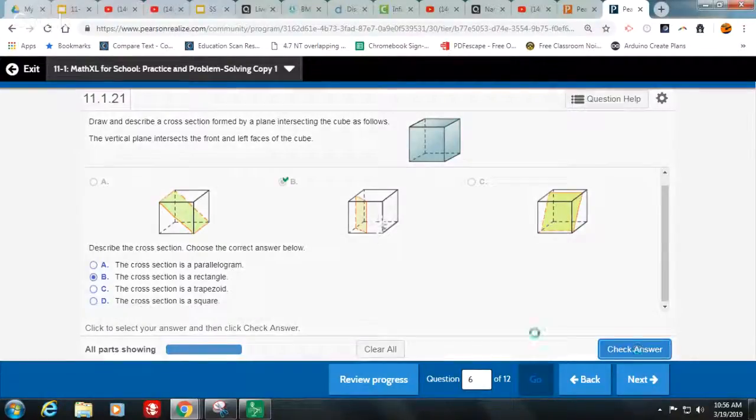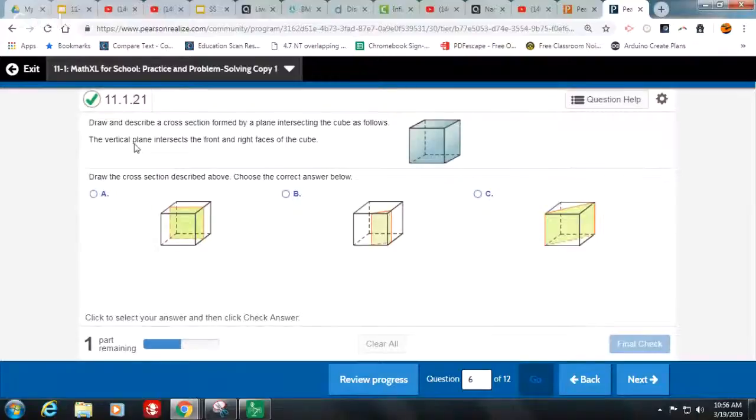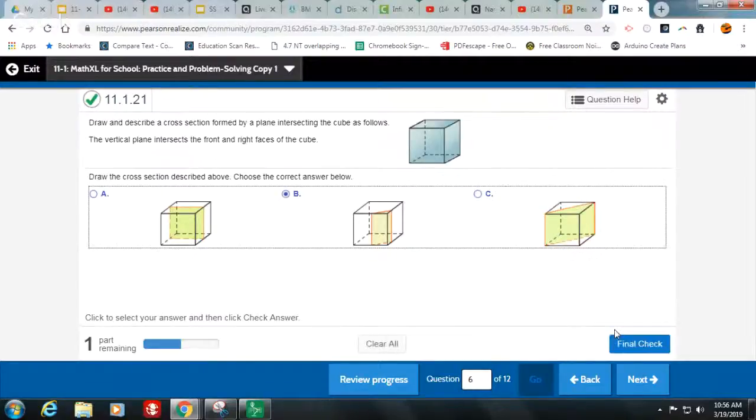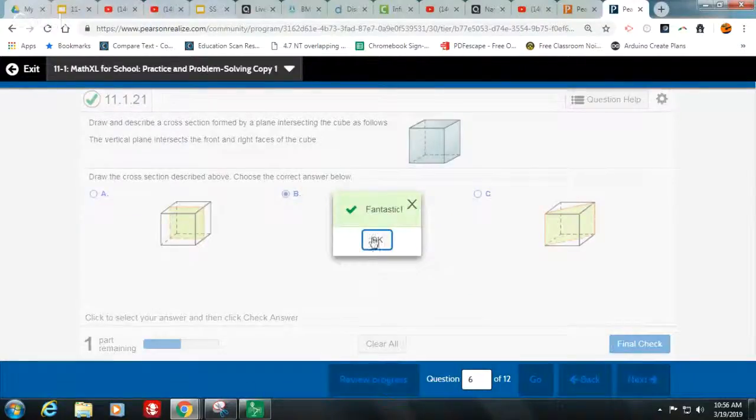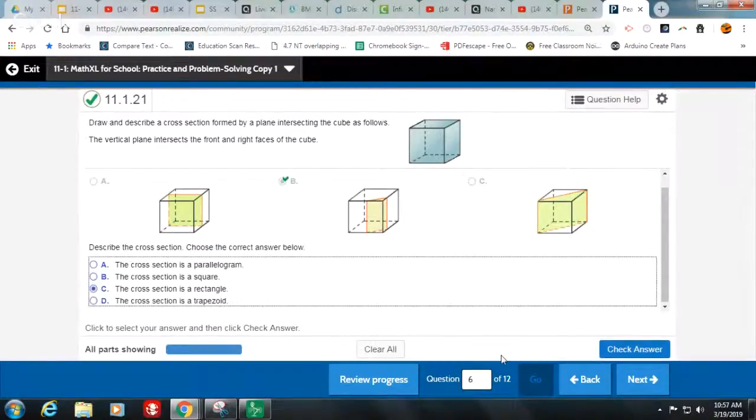Is it? Let me show you. Here's a variation. A vertical plane from the front to the right face. Is it B again? It's B again. And what shape is that? Rectangle. It's a rectangle. Now, they're very nice when they draw the picture. Sometimes they won't draw the picture.